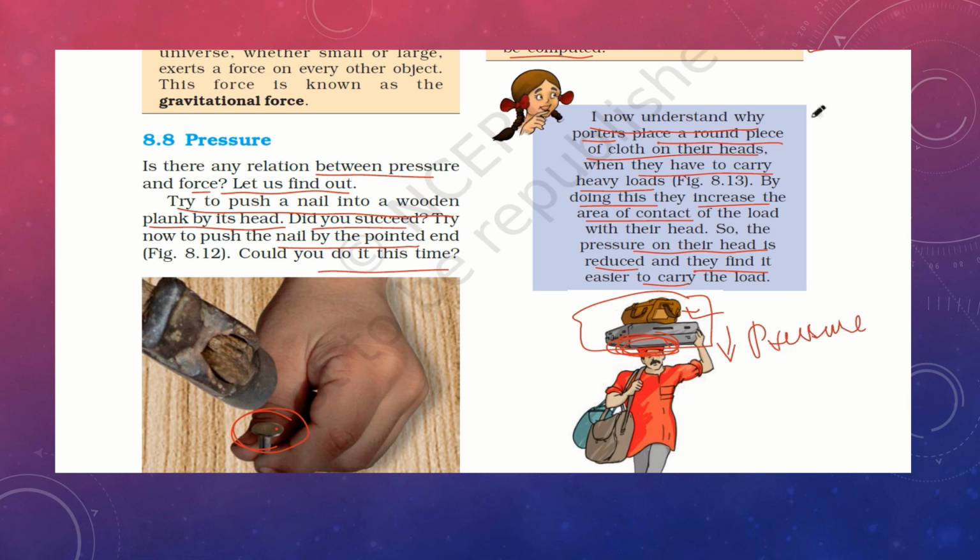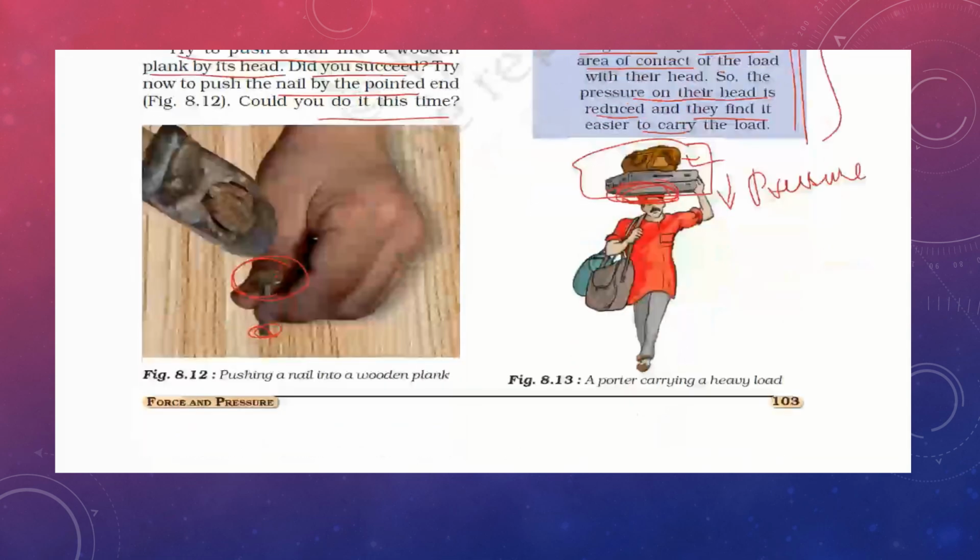This is very important. If you get a question asking why a porter places a round piece of cloth on their head while carrying heavy loads, you can write this answer: by doing this, they increase the area of contact, which in turn reduces the pressure on their head and makes the work easier.